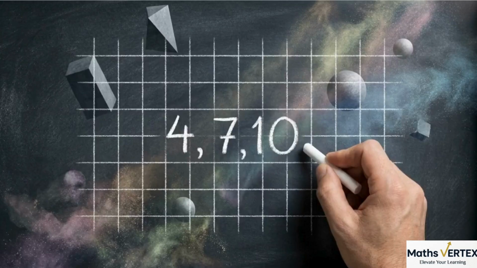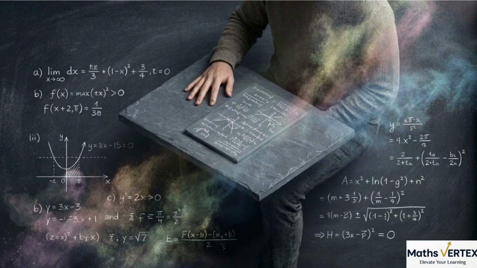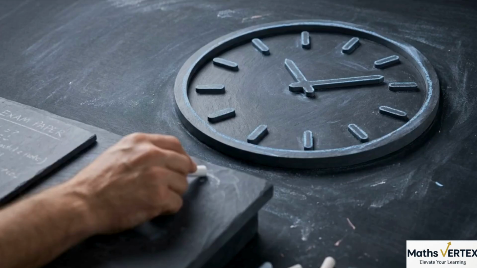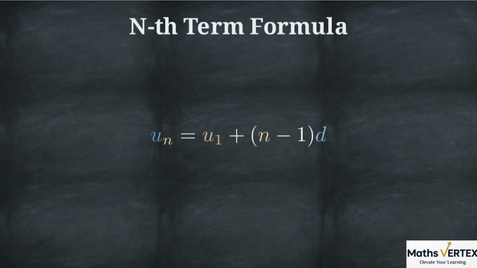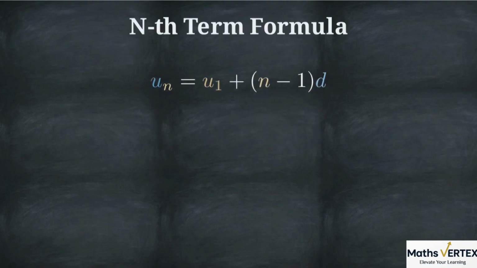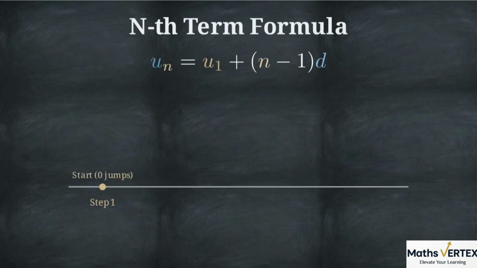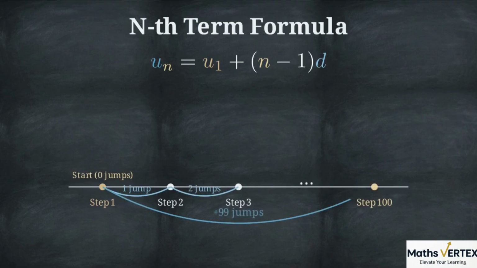Counting step by step works fine for small sequences, but if an exam asks you to find the 100th term, manually adding the common difference 99 times on your fingers will consume your entire test period. This is where we use the nth term formula shown here. To find any specific term, UN, we take our first term and we add the common difference multiplied by n-1. We use n-1 because you are already standing on the first step. To reach step 100, you only need to take 99 actual jumps.